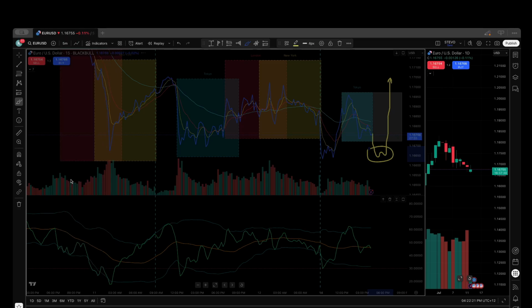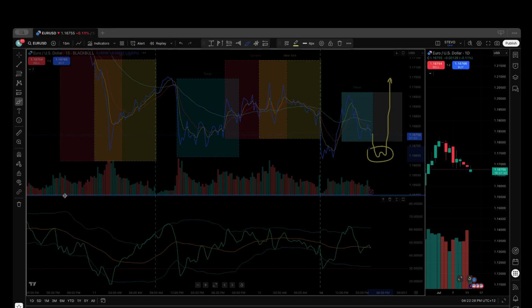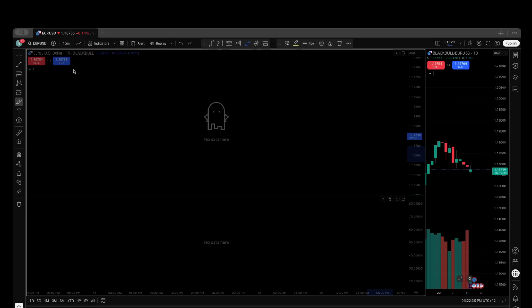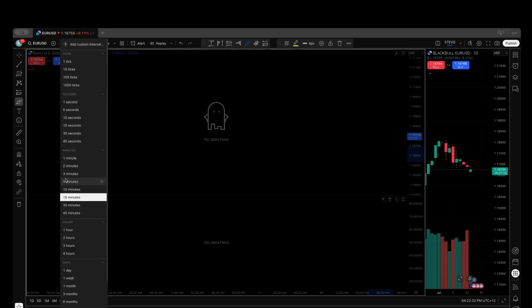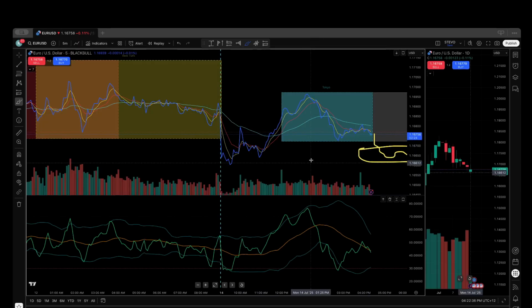What are we doing here? 5 minutes. Why is that not changing? Let's just go back again. 5 minutes. We're waiting on TradingView to update. There we go.